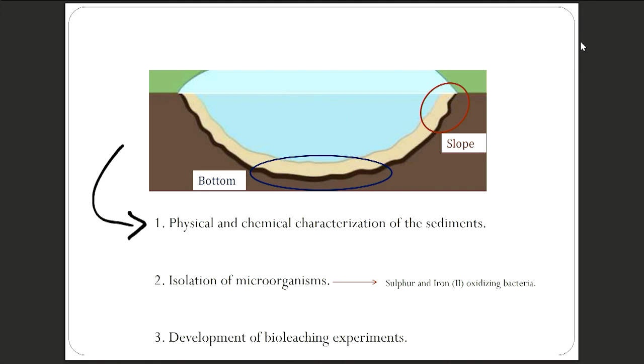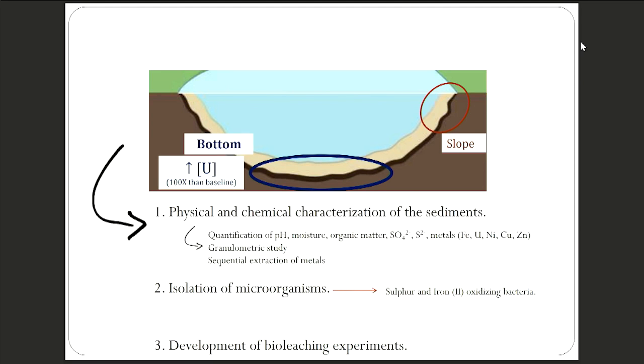To do that, first we took samples from the bottom and the slope of the wetland and made a physical and chemical characterization of the sediments. We made a quantification of several parameters. We made a granulometric study, sequential extraction of metals, and with this information, we knew the initial conditions of the sediments, their characteristics, and we could develop the best kind of bioleaching. We also noticed that the bottom had high uranium concentrations, up to 100 times the baseline. So we chose this sample to continue with the experiments.